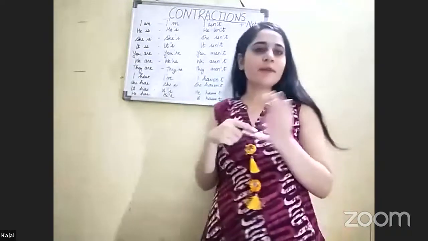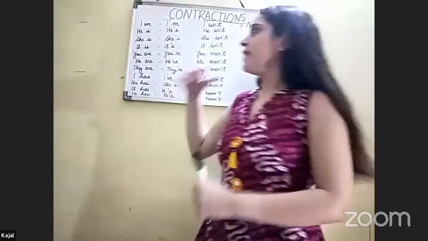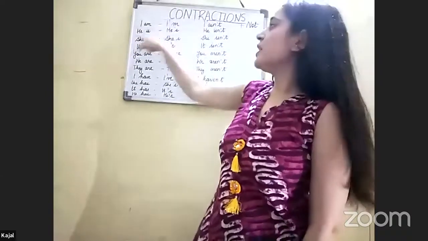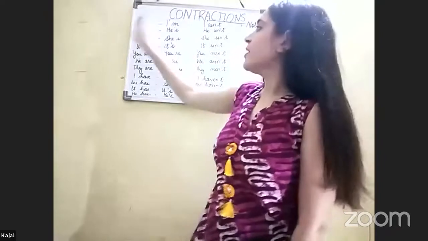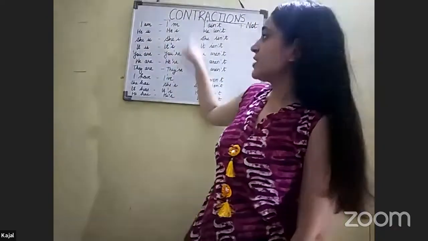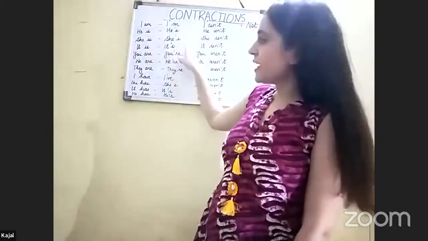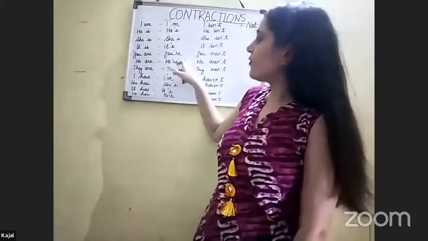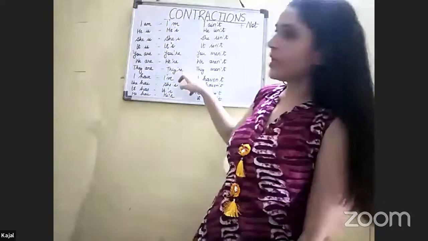I hope I'm clear till here. So let's take a recap. I am, I'm; he is, he's; she is, she's; it is, it's; you are, you're; we are, we're; they are, they're.